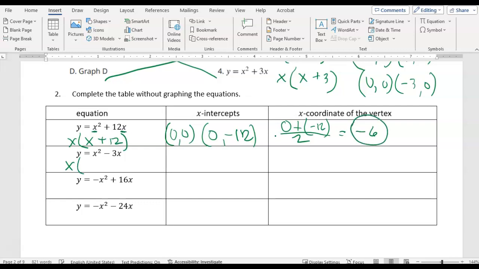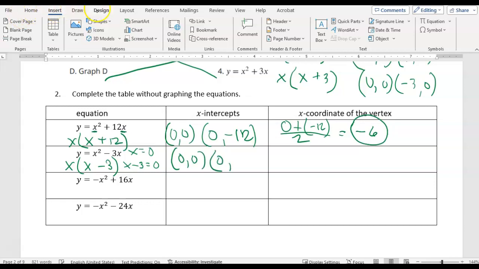Same thing here, factor out that x, so we'll have x minus 3, that's what's left. And I know that I'm factoring this out. I can check my work. If I multiply through and distribute, I get x squared minus 3x, which equals this equation here. So again, setting each of these to 0, we have x equals 0, or we have x minus 3 equals 0. Therefore, my x-intercepts are 0, 0, or 0.